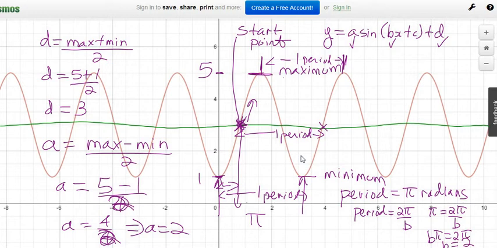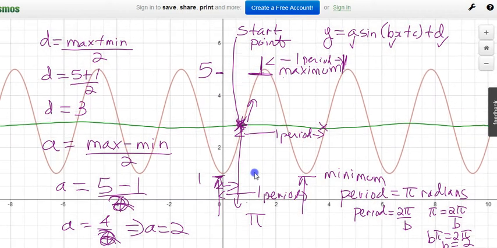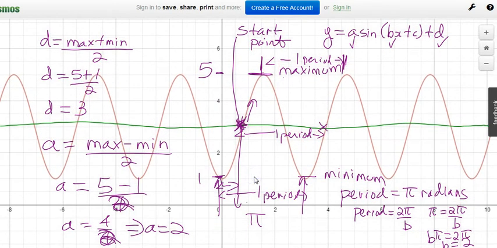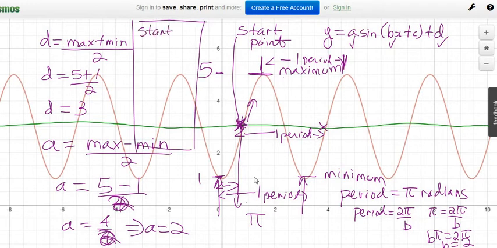I just don't know if I'm going to do it on here. It's not a lot of room. Let's see if we can move stuff. And I can move the function. Okay, I'm going to squeeze it in over here. Start point is equal to negative c over b. Okay, negative c over b.